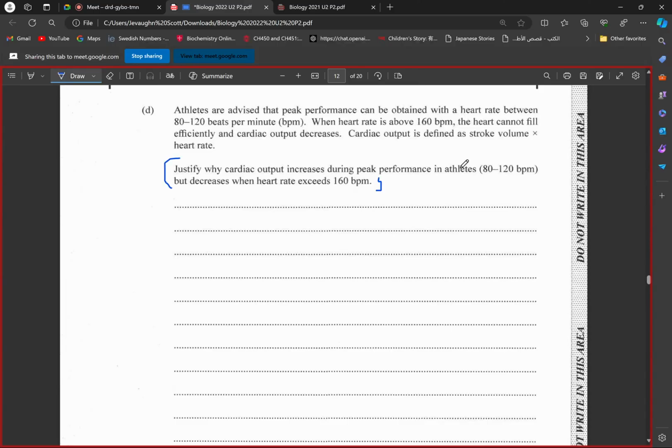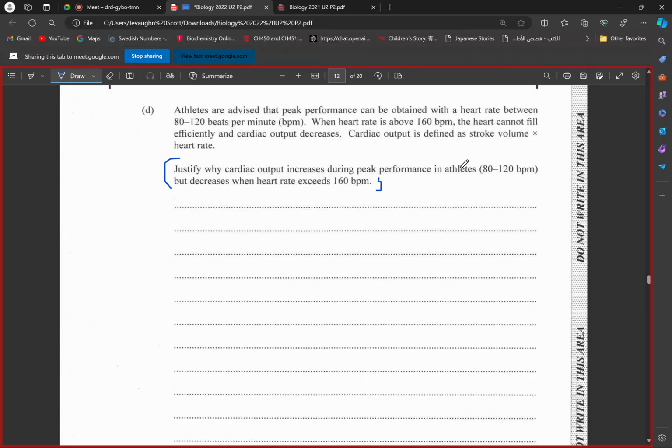So we're explaining why a faster heart rate would increase peak performance. We're asking why the cardiac output increases during peak performance. What is cardiac output? Somebody define that, please.